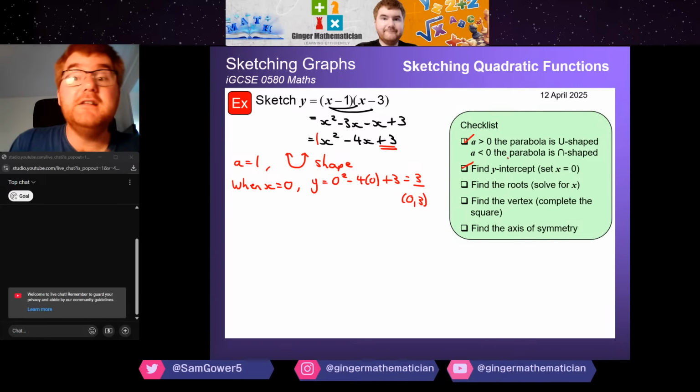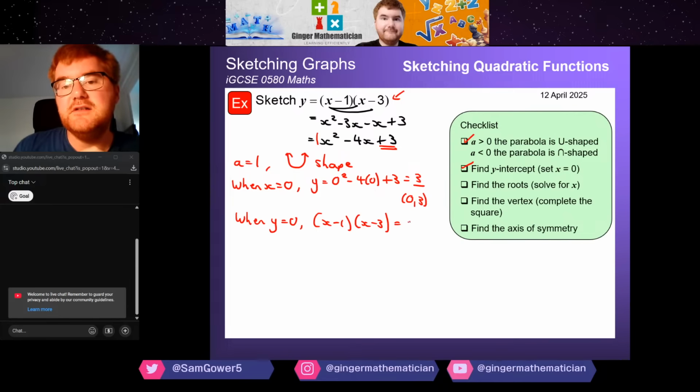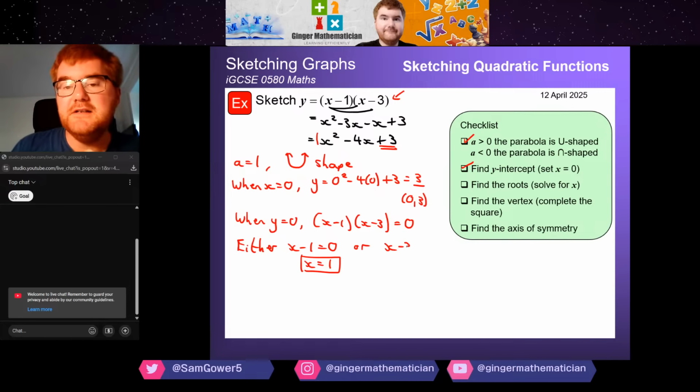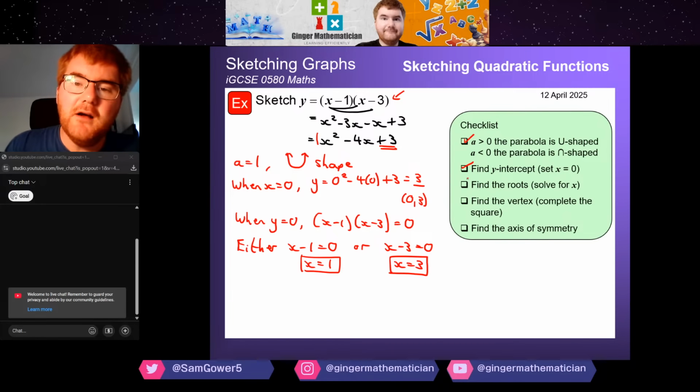And now we're going to find the roots. But notice we've got this factorized form instead. So when y is 0, we then know that x minus 1, x minus 3 is equal to 0. Therefore, either one bracket is 0, so x minus 1 is equal to 0, so x is 1, or x minus 3 is 0, and therefore x is equal to 3. So this was an easier example in some ways because we're already given this factorized form.